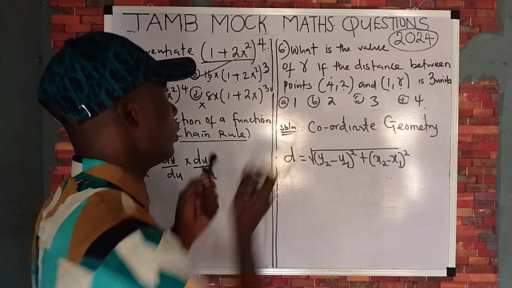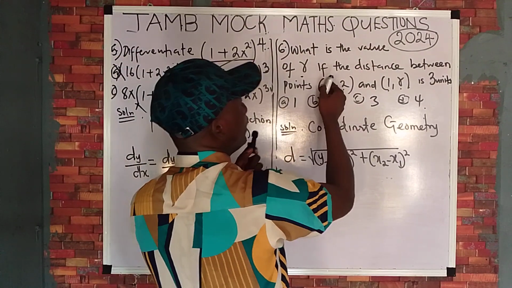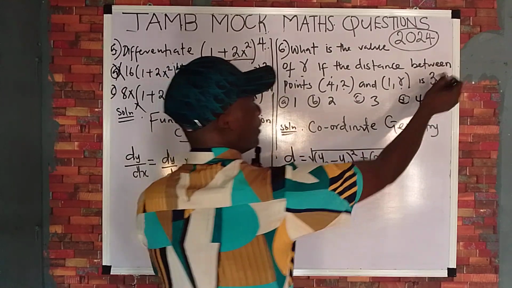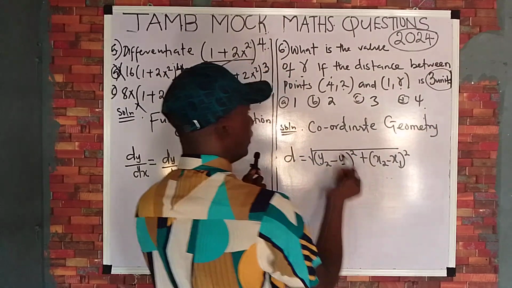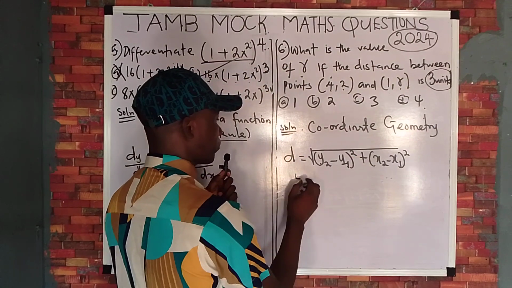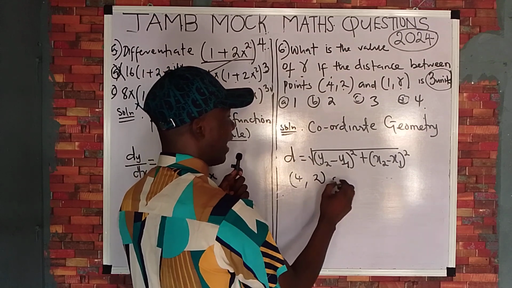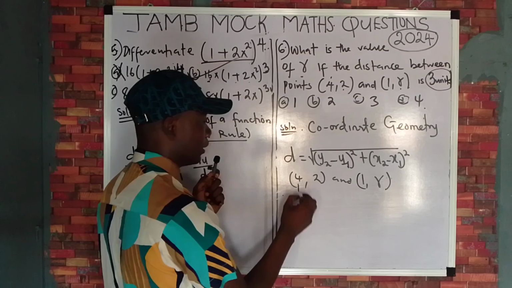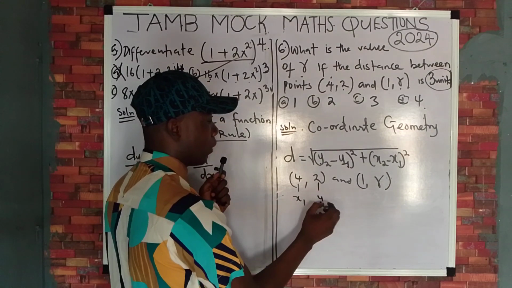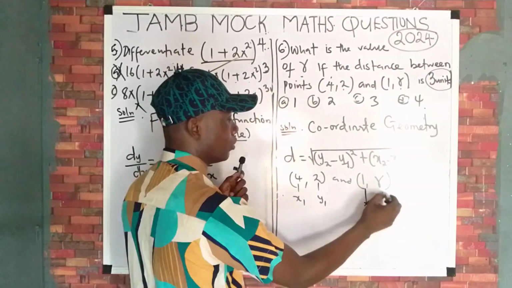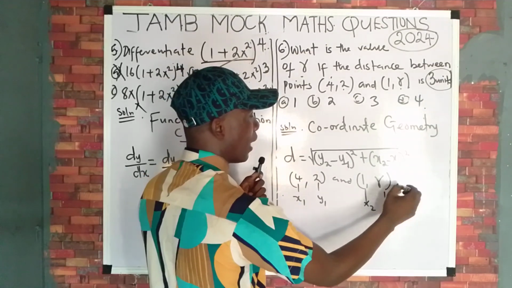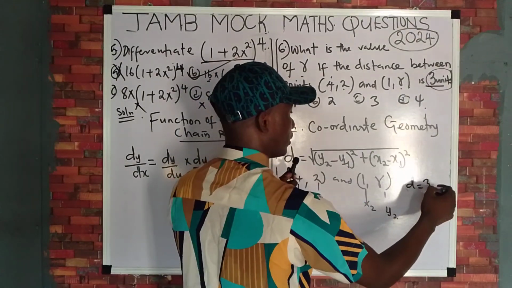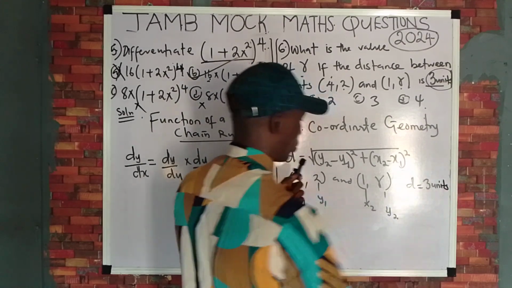Let's go over the question. What is the value of r if the distance between the points is what? 3. So this is the distance, which is 3. This is the point (4, 2) and (1, r). Please take note of this. This is our x1, this is our y1, this is x2, and this is y2. And your distance according to the question is 3 units. Wow, so interesting.